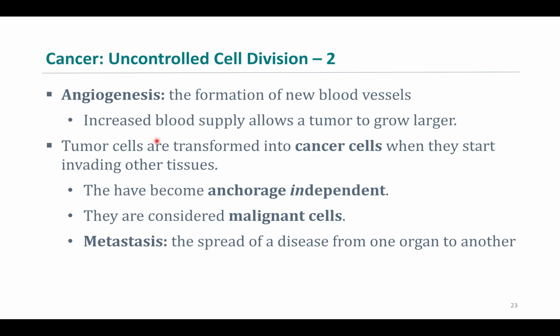And if there is formation of blood vessels, that means these cells have transportation. They can enter into the blood system, travel throughout the body, and then anchor into different parts of the body and spread throughout the body. So that's what we call metastasis, the spread of a disease from one organ to another.